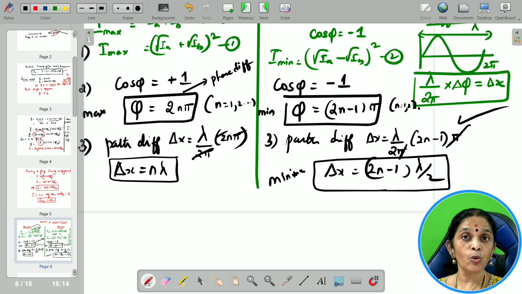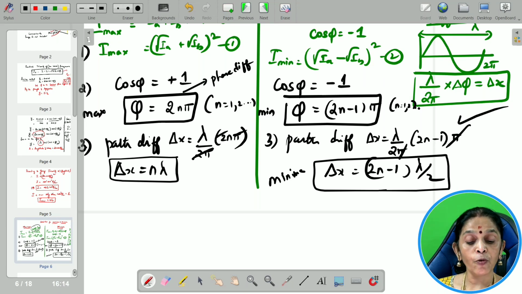So three things you have to know. I maxima, root of IA plus root IB the whole square. Then what is the phase difference and path difference condition for maxima? For phase difference it is 2n pi, whereas for path difference it is n lambda.